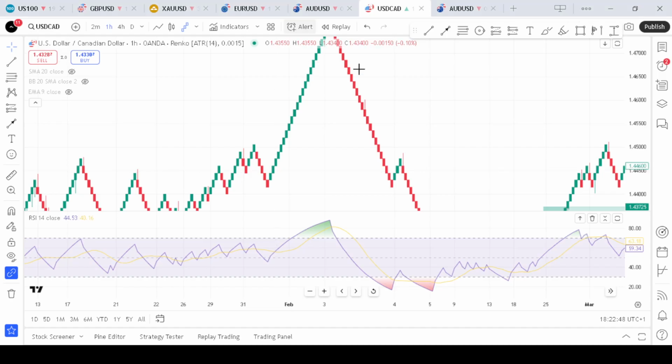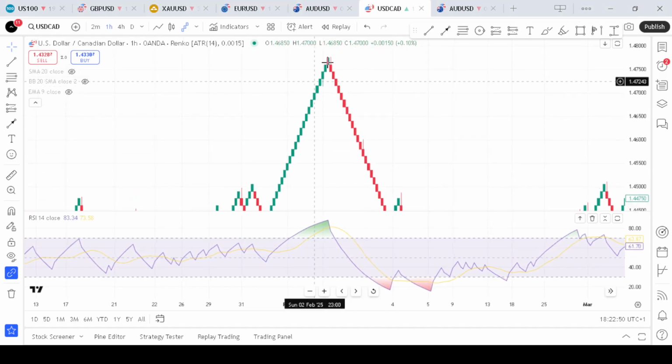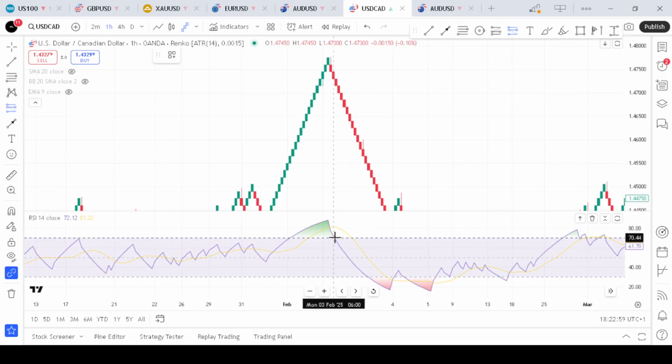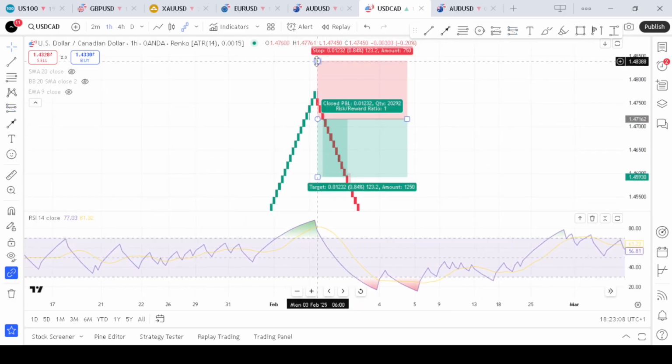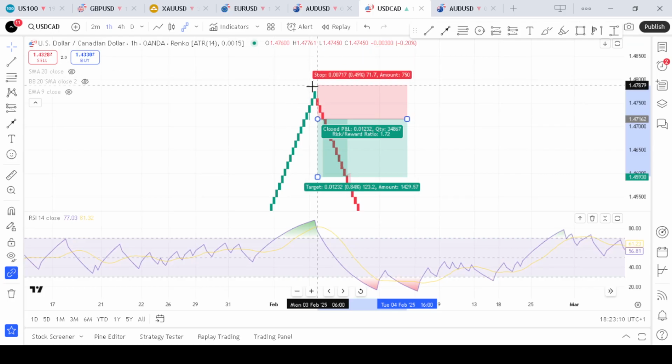So when you notice the Renko chart forms at least 3 consecutive red candles, and from your RSI you can see it is at the overbought region trading downwards, this signals your sell trade. This is how you can combine your Renko chart with your RSI indicator for trading opportunities.